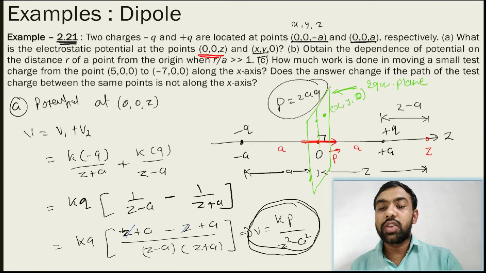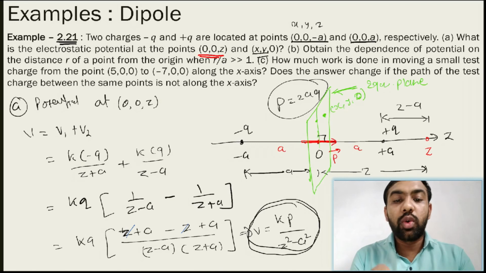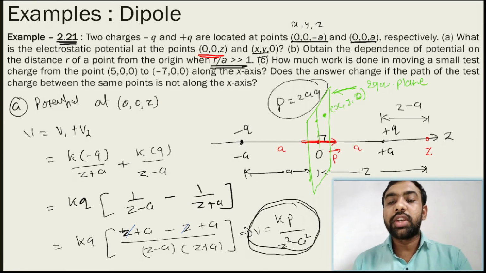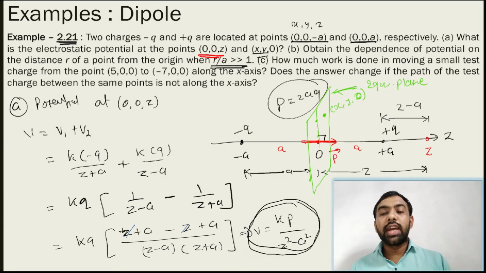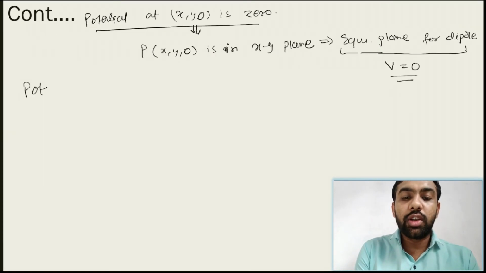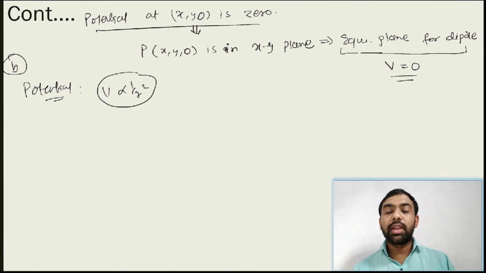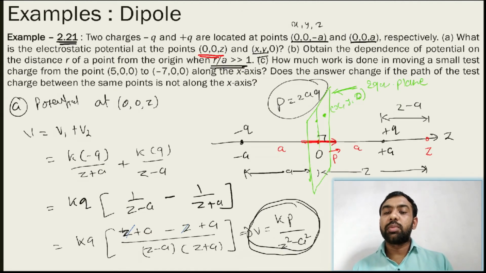Now comes to the second question. Obtain the dependence of potential on the distance r of the point from the origin, where r is much greater than 1. We already derived this relation. Due to this, the potential due to the dipole V is proportional to 1 upon r square. So this is the second answer. Okay, you can do the calculation yourself because we have already derived it in the last lecture. So V is proportional to 1 upon r square.